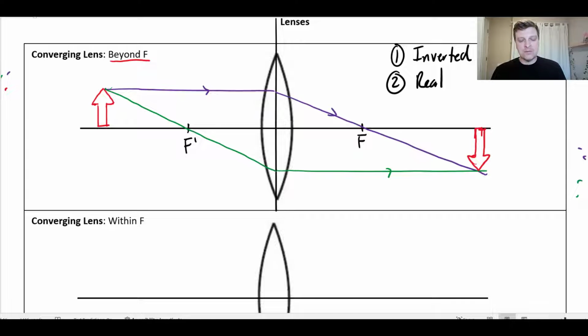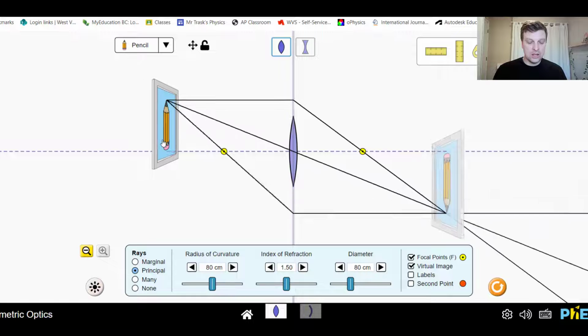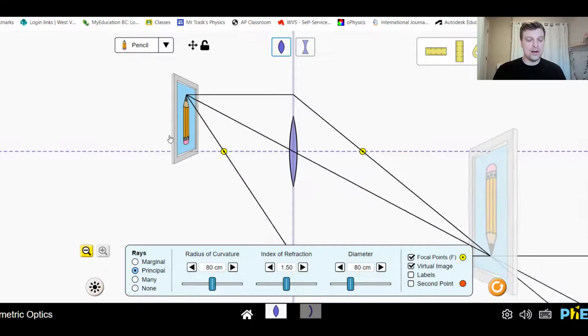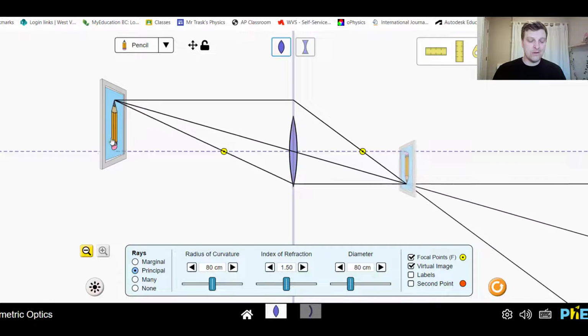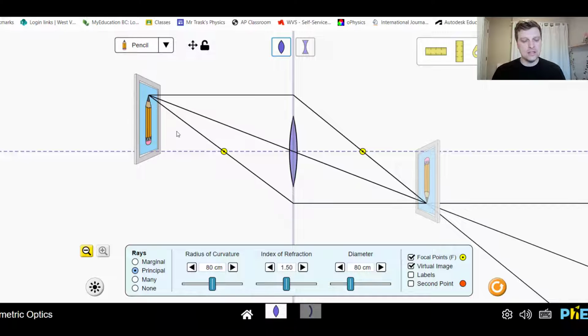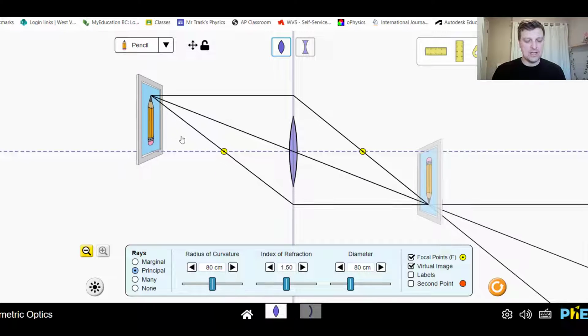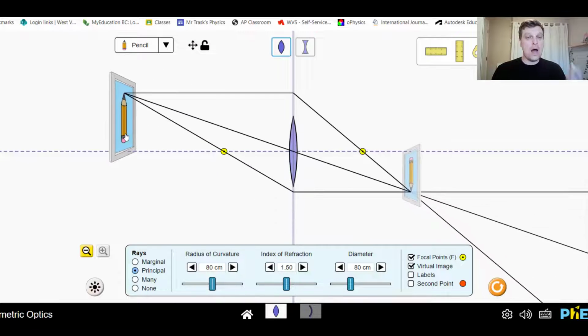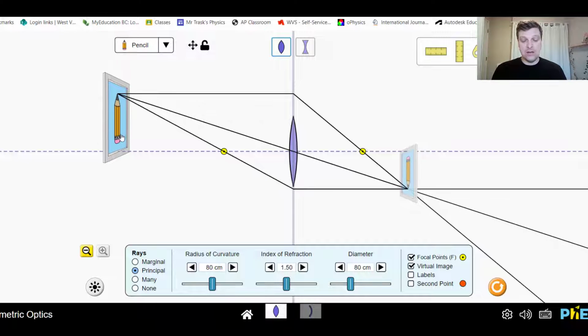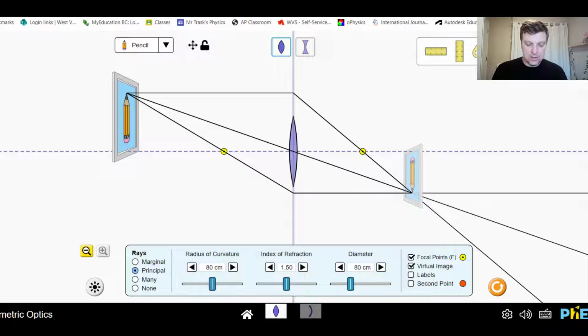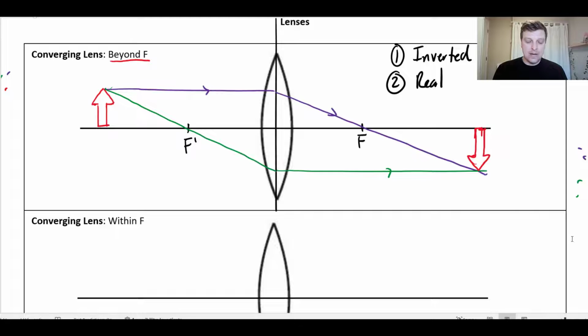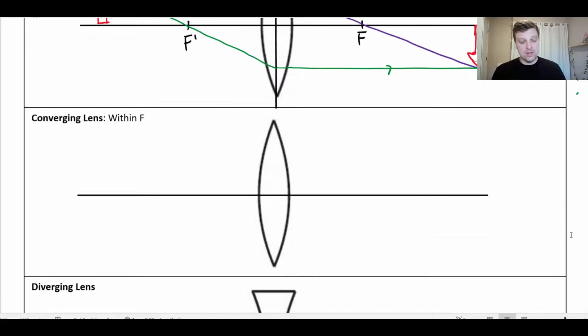Okay, now in terms of the size of the image, like we saw with mirrors, that's going to depend, right? If you jump back to this animation here, you can see the closer I get to F, the object is bigger. The further away I go, it's smaller. If I was exactly 2F, it would be the same size. I don't think we need to memorize that, but just have a sense that as long as you can see why it's definitely going to be inverted and it's definitely going to be real, those are the two key points. Now let's take a look at what happens when we go within F, within the focal length F.